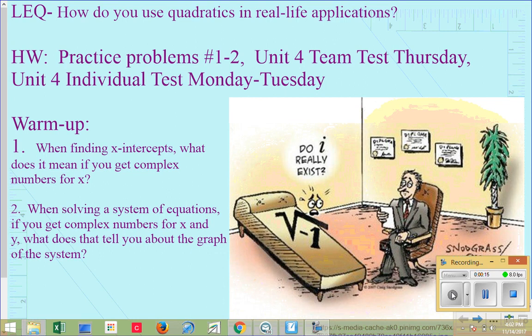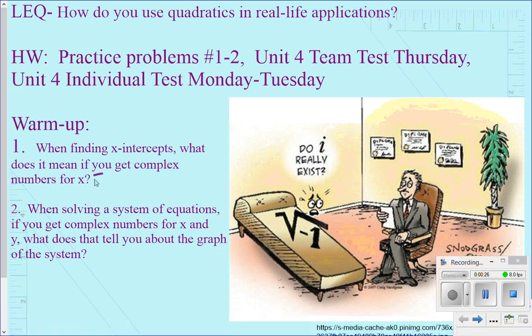So it says, when finding x-intercepts, what does it mean if you get complex numbers for x? Remember, our goal is to find the x-intercept. So if we're getting complex numbers, that means there are no x-intercepts. If I graph that parabola on the real coordinate plane, it would not be intersecting with the x-axis, so it doesn't have any x-intercepts on the real coordinate plane.